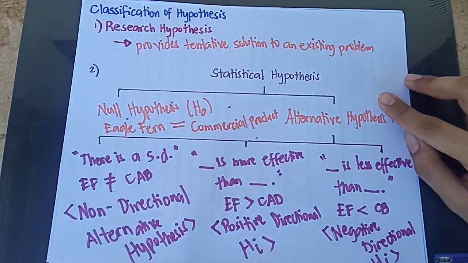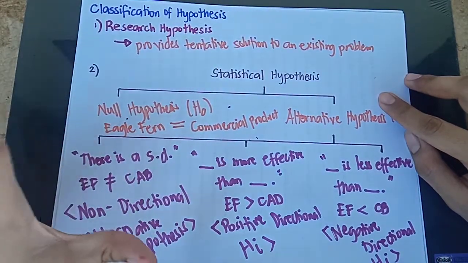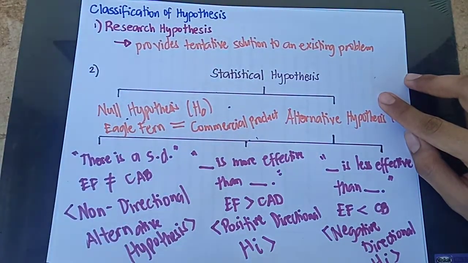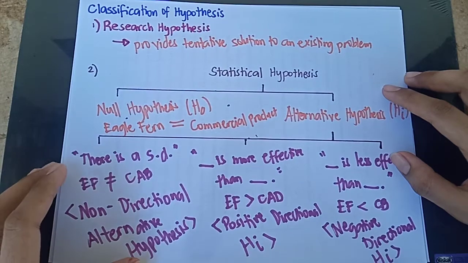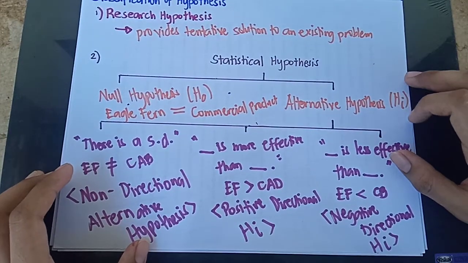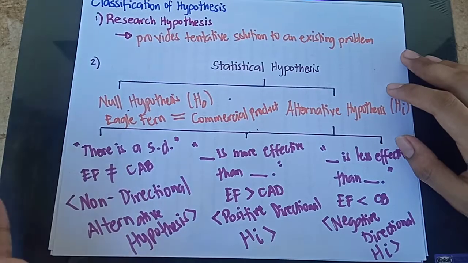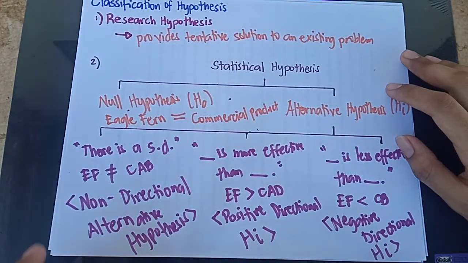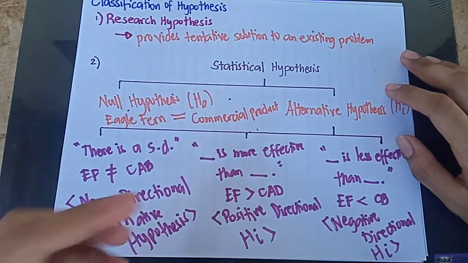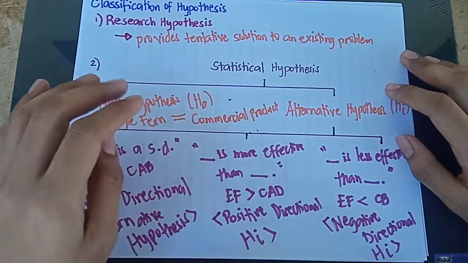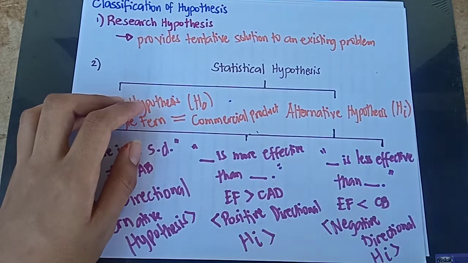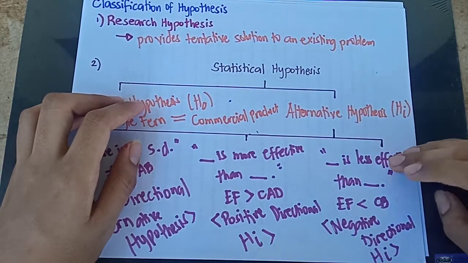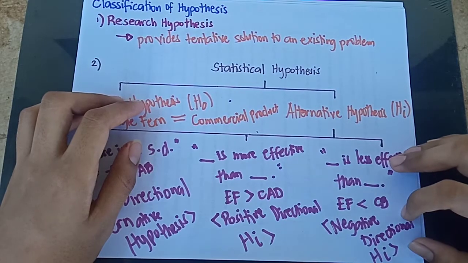So these are the main classifications of hypothesis. The research hypothesis, which provides the tentative solution to the existing problem. Statistical hypothesis, which provides the null hypothesis, which states that there is no significant difference. Then we have the alternative hypothesis, which can be subdivided into three. It states that there is a significant difference, which is non-directional. It states that the IV is more effective than the commercial brand, which is positive directional. Then it also states that the IV is less effective than the commercial brand, which is negative directional.